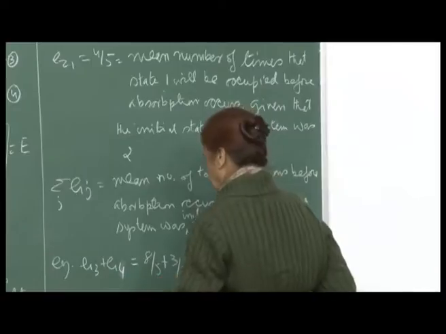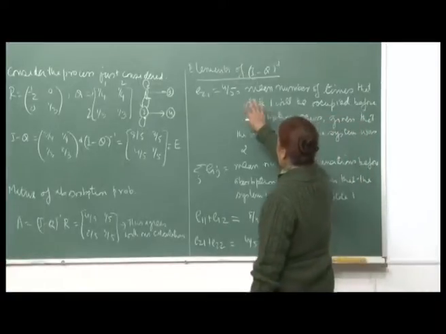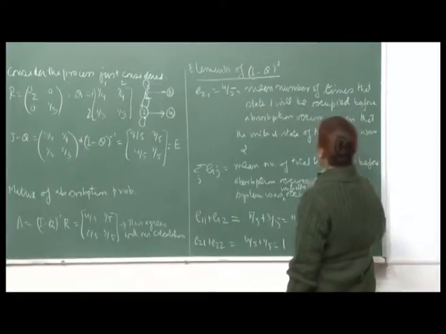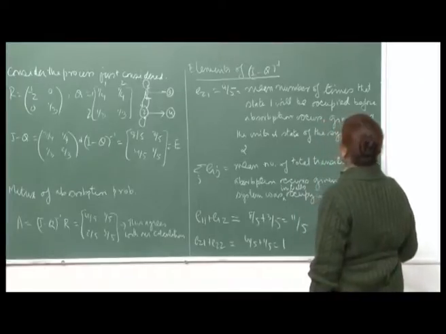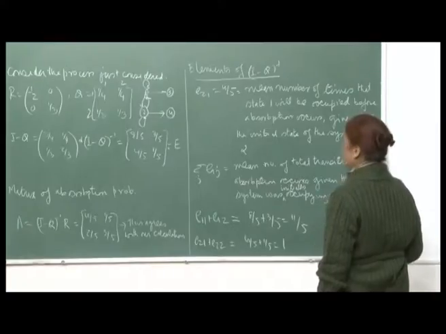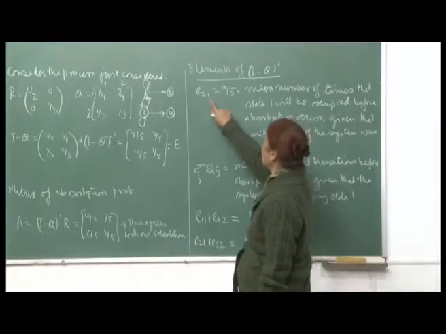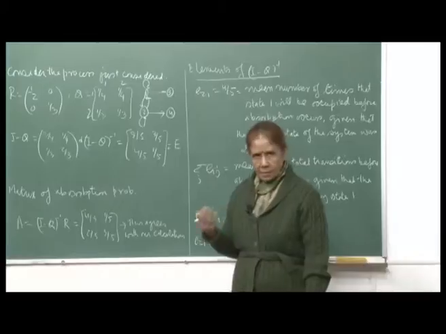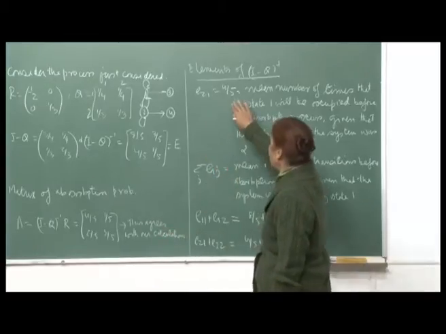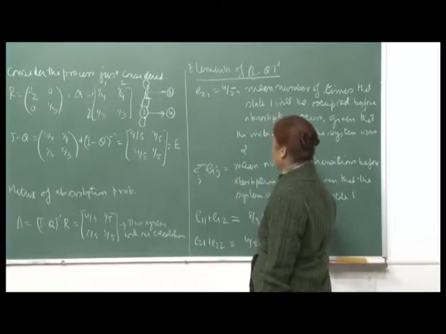So, we said that E21 is 4 by 5, which is the mean number of times that state 1 will be occupied before absorption occurs, given that the initial state of the system was 2. So, starting from 2, I will occupy 1 on average 4 by 5 times before absorption occurs.